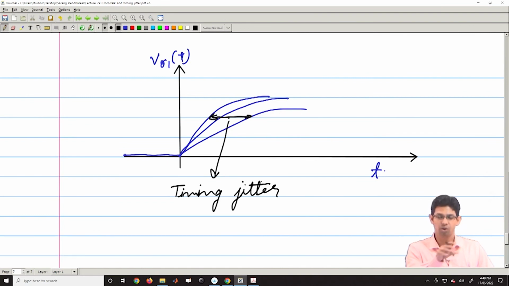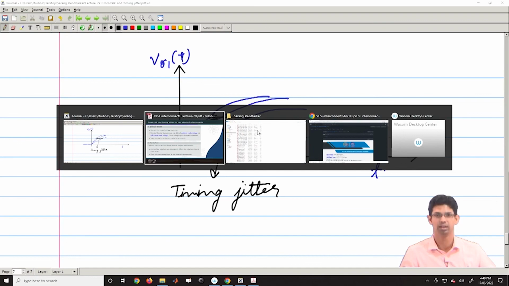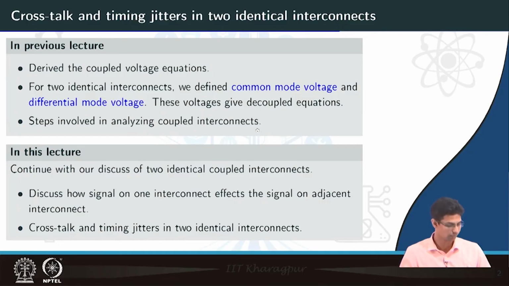Your output pulse has a delay. That delay is not fixed. There is a jitter in that time. That is what is called the timing jitter. So this coupling also introduces a timing jitter, which is another undesired feature.